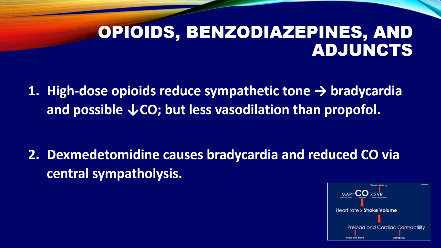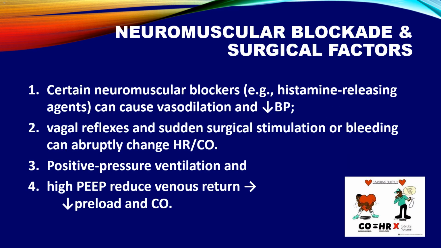undergoing surgery. Effects of neuromuscular blockade and surgical factors on cardiac output. 1. Neuromuscular blockers. Certain agents can cause histamine release, leading to vasodilation and decreased blood pressure. 2. Vagal reflexes and surgical stimulation. Sudden changes in surgical stimulation or bleeding can abruptly alter heart rate and cardiac output due to activation of vagal reflexes.